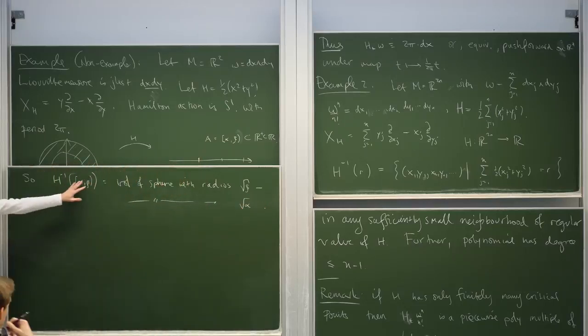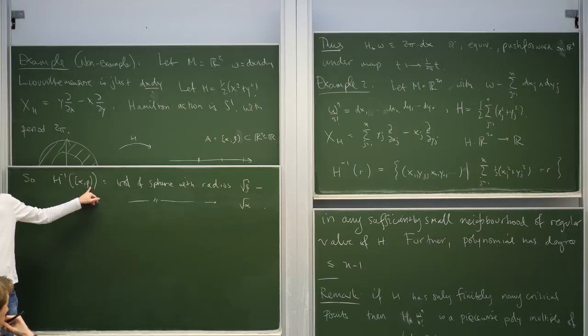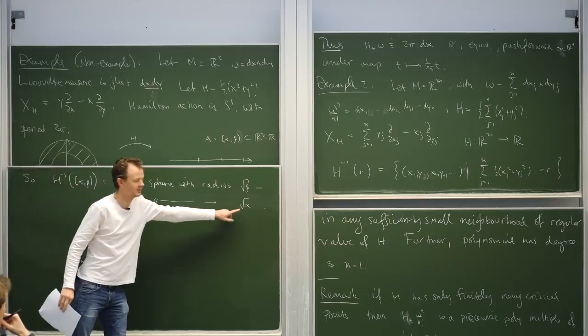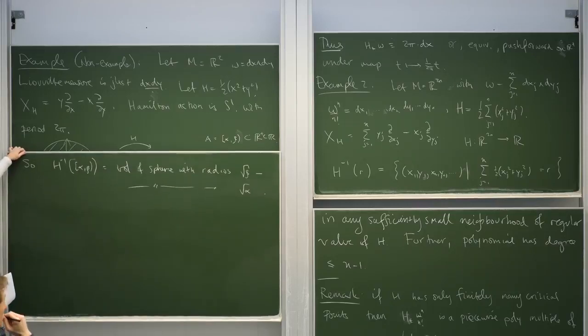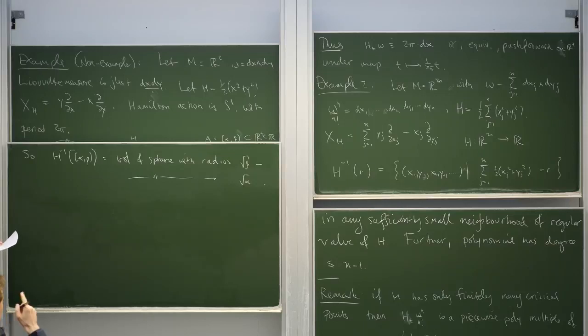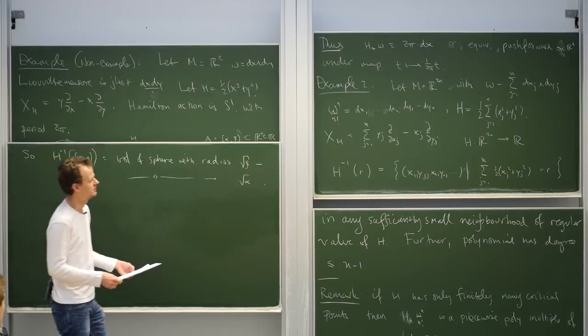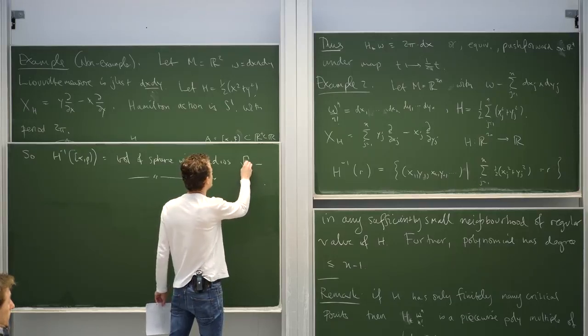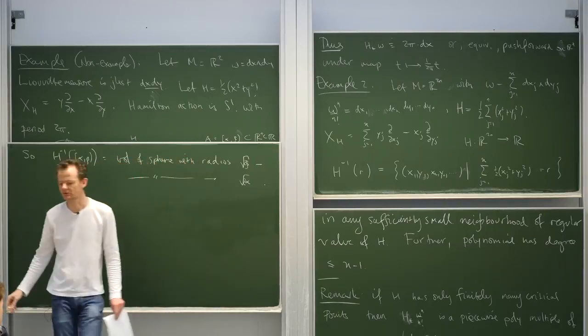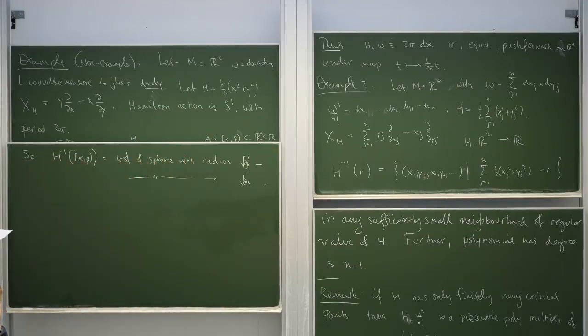So, the volume of phase space with energies lying between alpha and beta is the volume of the sphere with radius root beta minus the volume of the sphere with radius root alpha. Not root 2 alpha? Oh, I think you might be right. There is indeed a 2, isn't there? I had that in the previous example as well, yeah. 2 beta and 2 alpha, yeah.